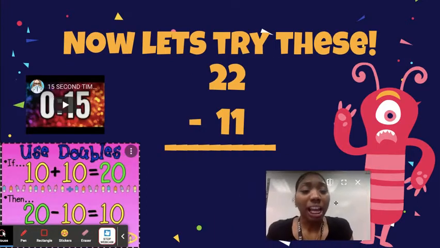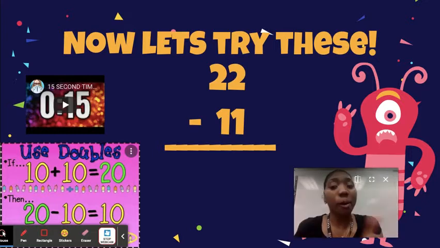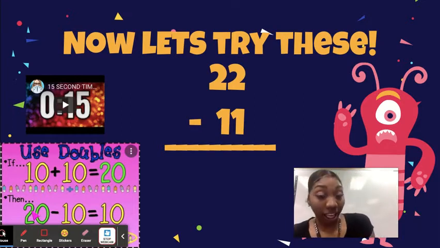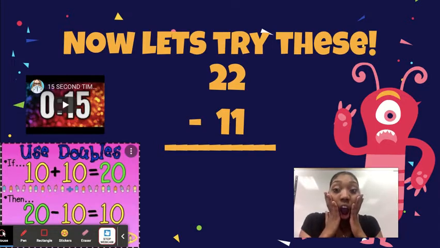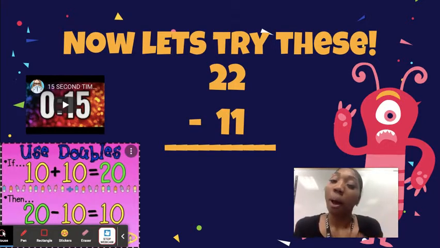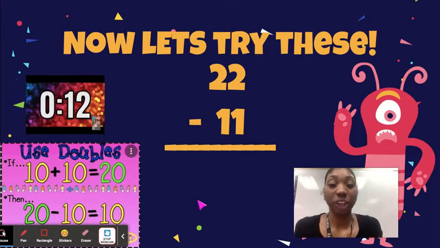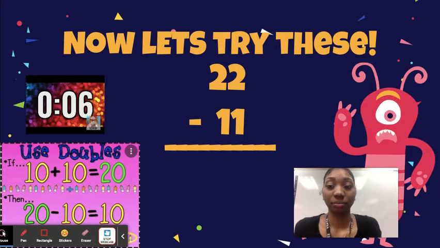So now, let's try to practice on our own. Miss Dennis, you know the drill. I'm going to give you 15 seconds, and I want you to try subtracting these doubles. Are you ready? And remember, when we use doubles, if 10 plus 10 is 20, then 20 minus 10 is 10. Isn't subtracting amazing? Let's try. Ready? 22 minus 11. 15 seconds. Go. Remember our doubles.